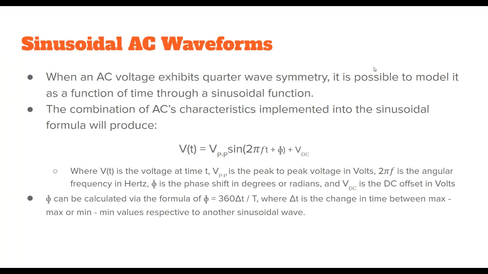The implementation of the aforementioned characteristics will result in a function seen when the exact voltage at time t is equal to the peak-to-peak multiplied by the sine of the angular frequency plus or minus the phase shift. If present, a DC offset is then added onto the back of the function. Phase shift requires the delay between the measured voltage to the AC source.